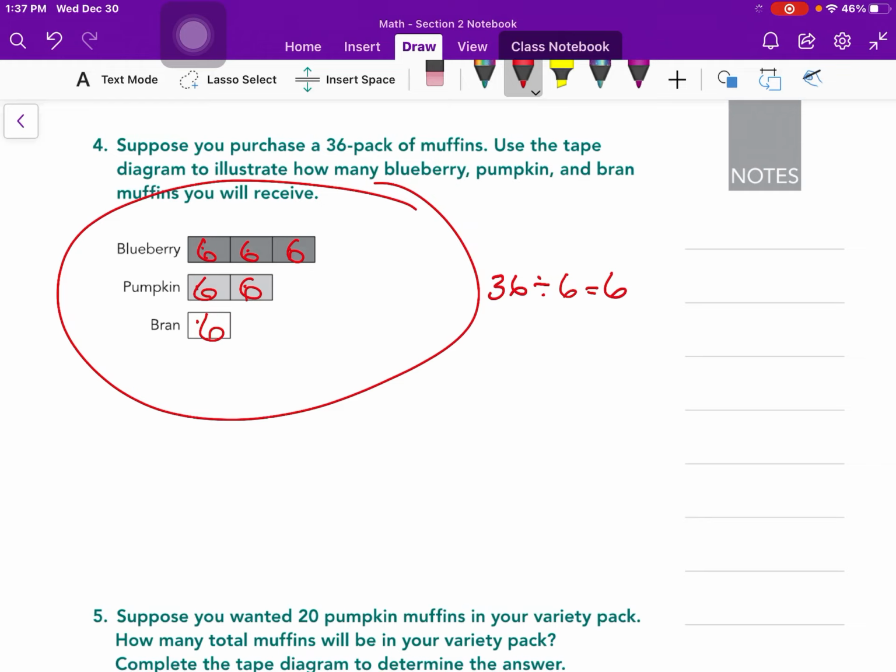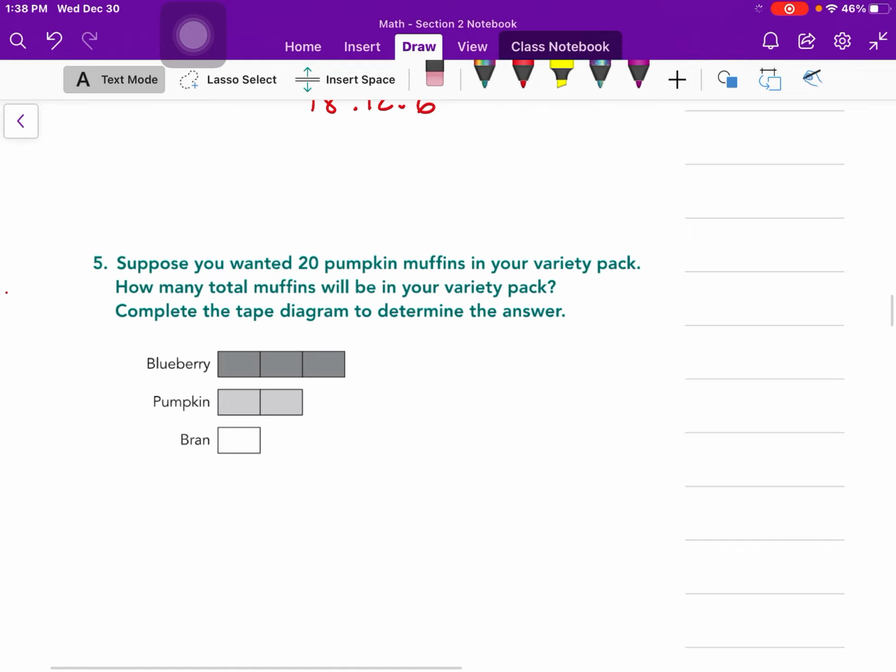Now I'm able to figure out how many blueberry, how many pumpkin, and how many bran. In this case, there would be 18 blueberry, 12 pumpkin, and 6 bran. And then again, is it equivalent? Think back to our original ratio, 3 to 2 to 1. And this one's now 18 to 12 to 6. I think so, because each time I'm multiplying by 6. Okay, go ahead and try the last one on your own if you can. Give it a shot. If it doesn't work out, no big deal. But pause right now and try this one on your own.